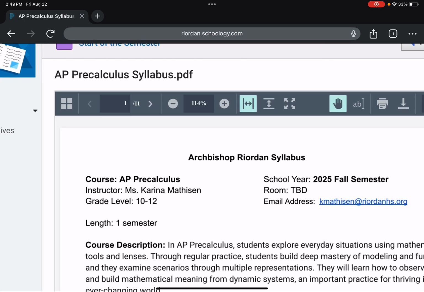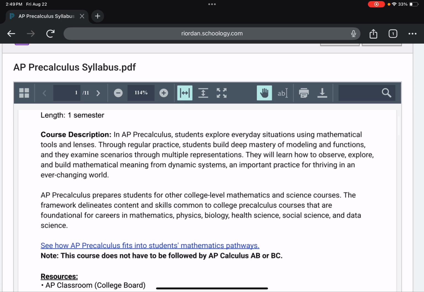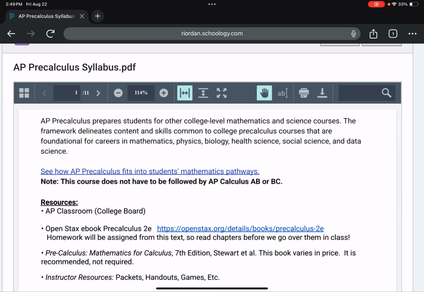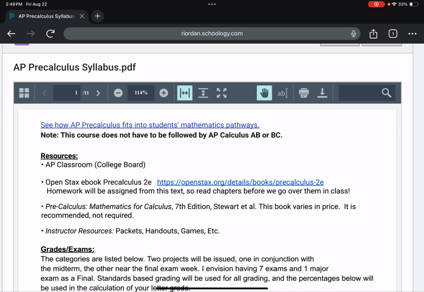When we open this, we can see some general information about the course. It is an AP course that will be graded on an AP scale. It prepares students for college level math and science courses, but it is in no way necessary to take AP Calculus A, B, or BC after this. So this could be your last AP math class if you want, but we strongly encourage students to move on to either AP Calculus AB, BC, and also AP Stats if that is something you're interested in.